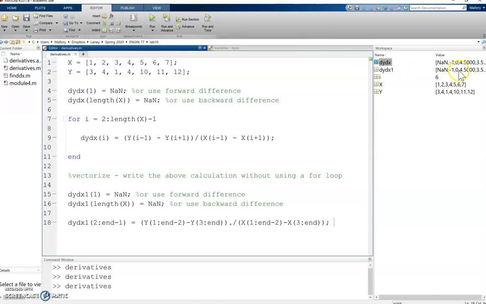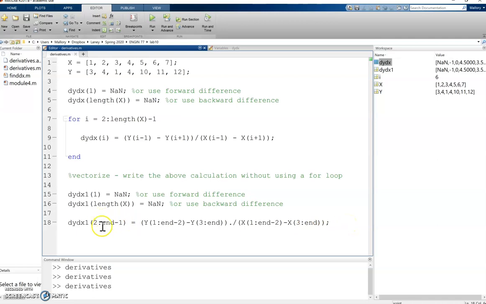So if we run that, we see that we get the same answer that we got before. And this is going to be a little bit more efficient, especially if we have a lot of data. So this is how we do our central difference without using a for loop.